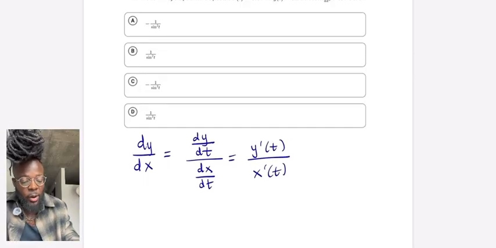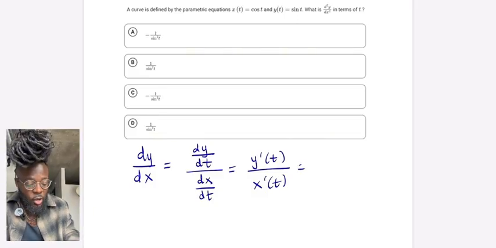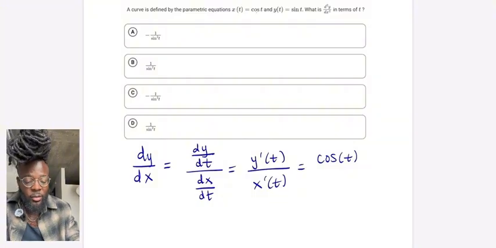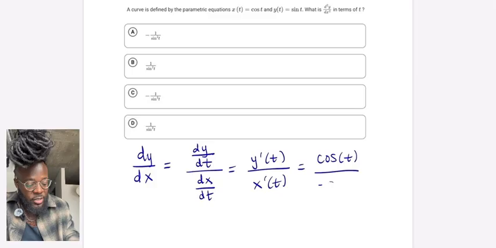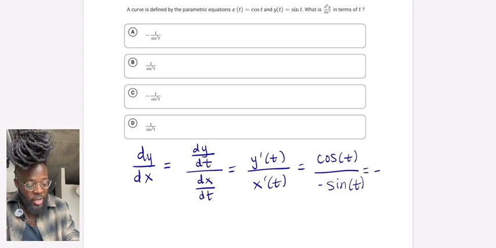So my y is sine, the derivative of sine is cosine, so I have cosine of t. And then the derivative of cosine is negative sine, so x prime is negative sine of t. And I'm going to go ahead and reduce this. Cosine over sine is the same thing as cotangent. So this is going to be negative cotangent of t.